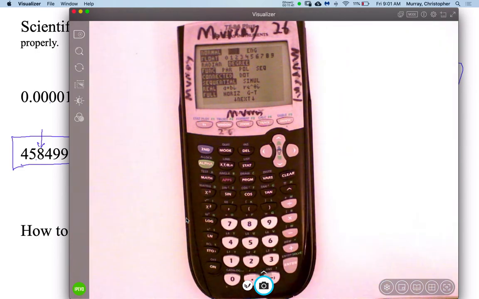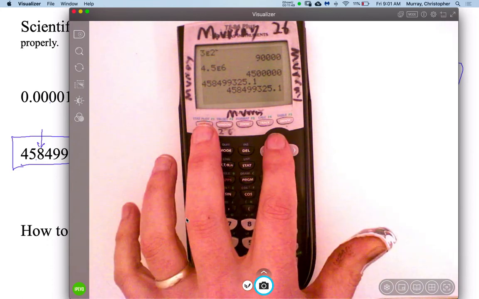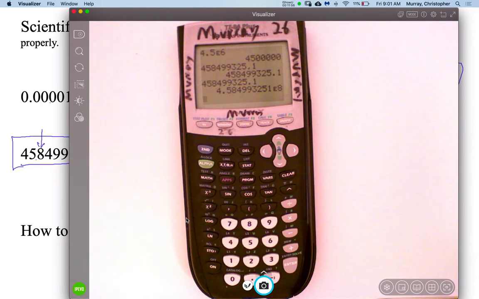So I'm going to go over to scientific notation. I'm going to hit the enter key to make it scientific. Then I'm going to go clear to get rid of that. Then I'm going to grab that answer and hit enter again. And now it puts it in scientific notation for us. So 4.58 times 10 to the 8th. Okay, that's a simple 12-step process.